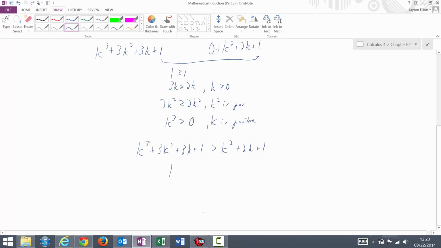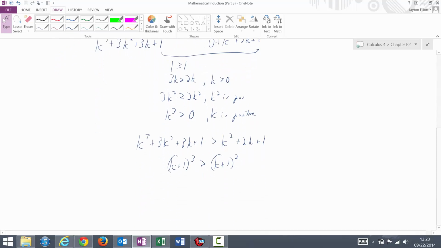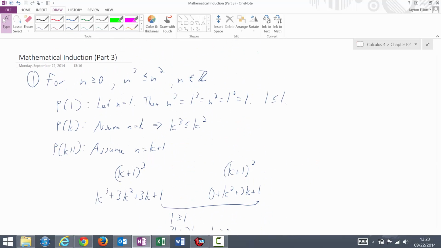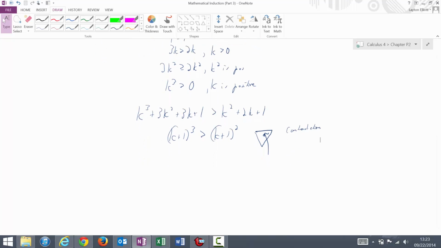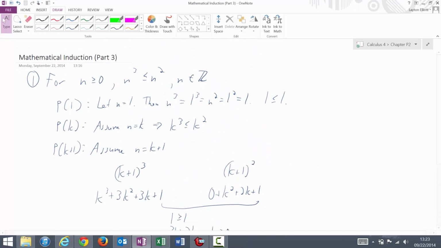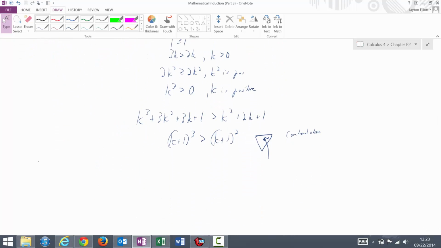And since that says k plus 1 cubed is greater than k plus 1 squared, that is a contradiction from what I wanted originally. That's the opposite of what I was looking for. And that points to this symbol, which means contradiction, which means that we've thus disproven the original contention. And in a sense, we've actually proven the opposite, that n cubed is greater than or equal to n squared.